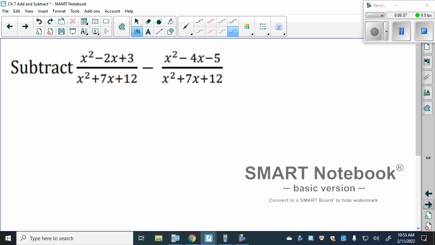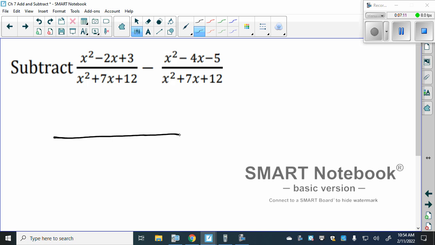Now, when we look at this one here, the denominators are x squared plus 7x plus 12. So there's a good chance we might need to factor these to see if there is something in common on top and bottom that will reduce, like the last problem had. But are both denominators the exact same? Well, yeah. So we can actually go on and subtract and then worry about factoring the denominator later.